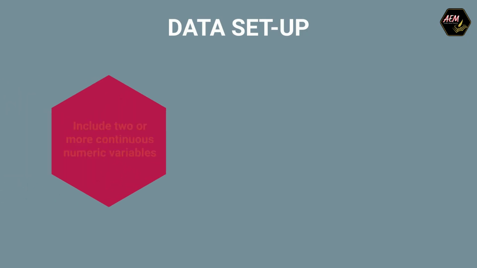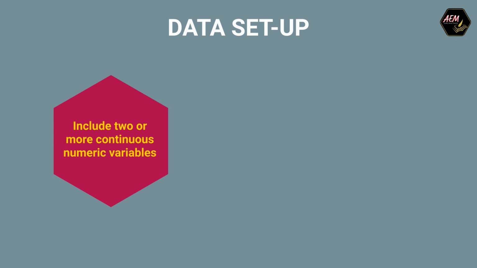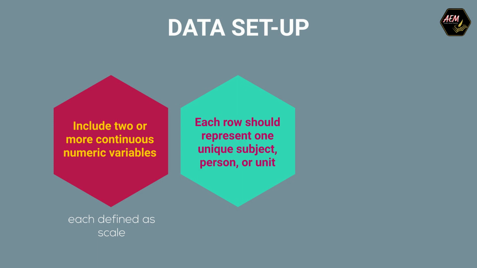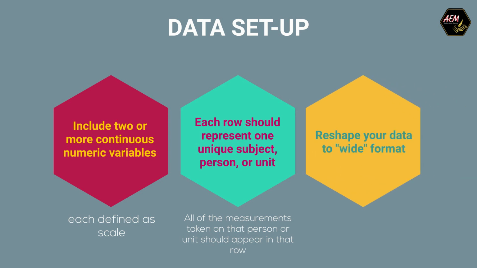Your dataset should include two or more continuous numeric variables, each defined as scale, which will be used in the analysis. Each row in the dataset should represent one unique subject, person, or unit. All of the measurements taken on that person or unit should appear in that row. Just a reminder, you should reshape your data to wide format before you compute the correlations, if the measurements for one subject appear on multiple rows. For example, if you have measurements from different time points on separate rows.